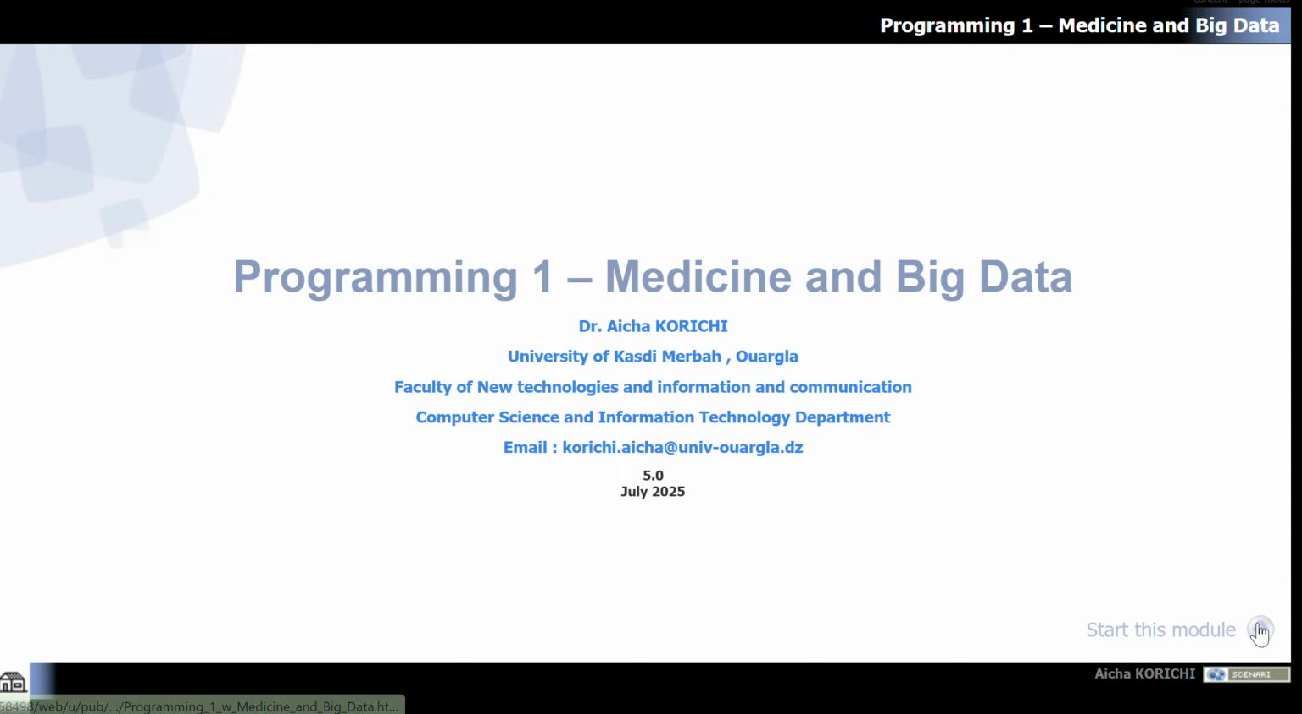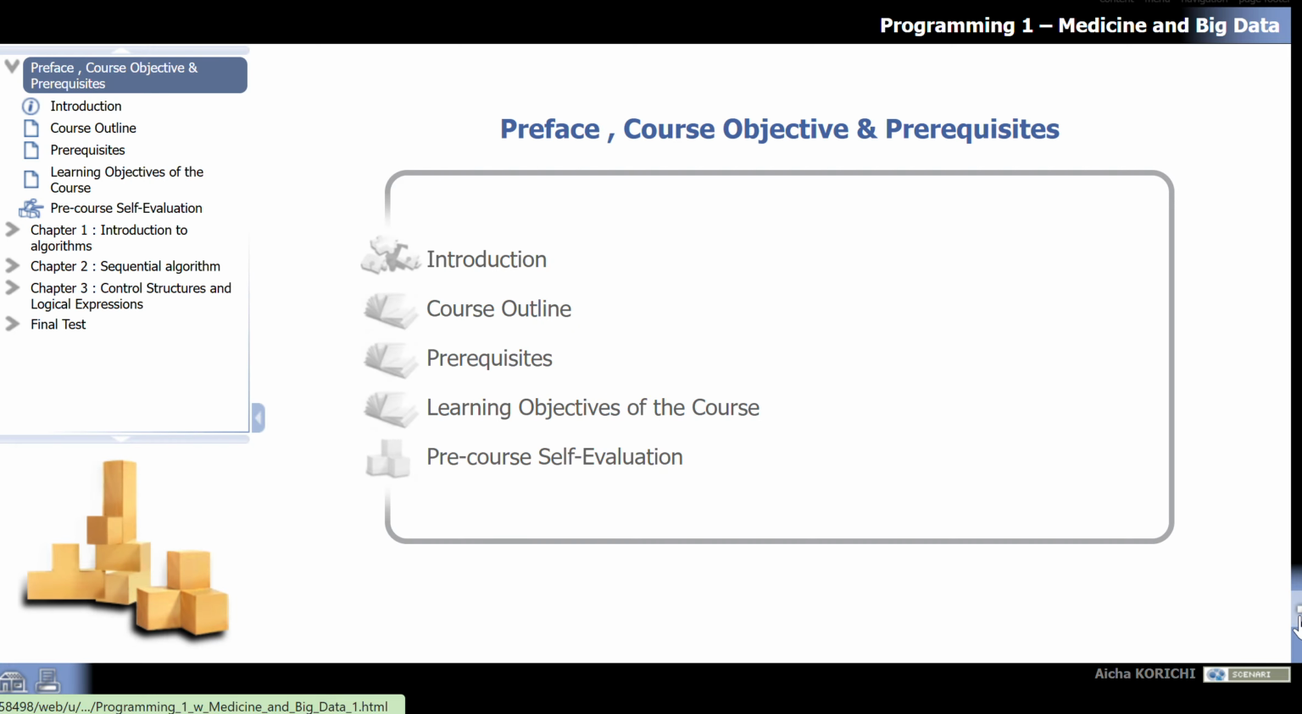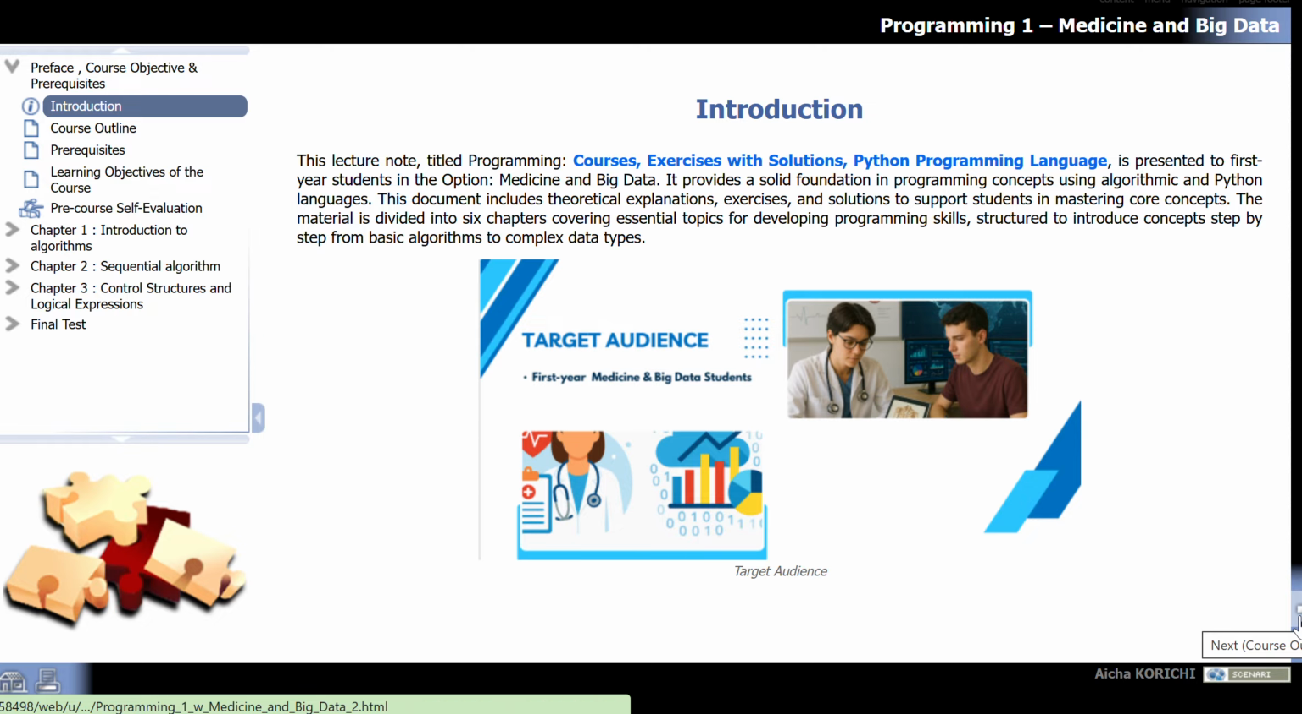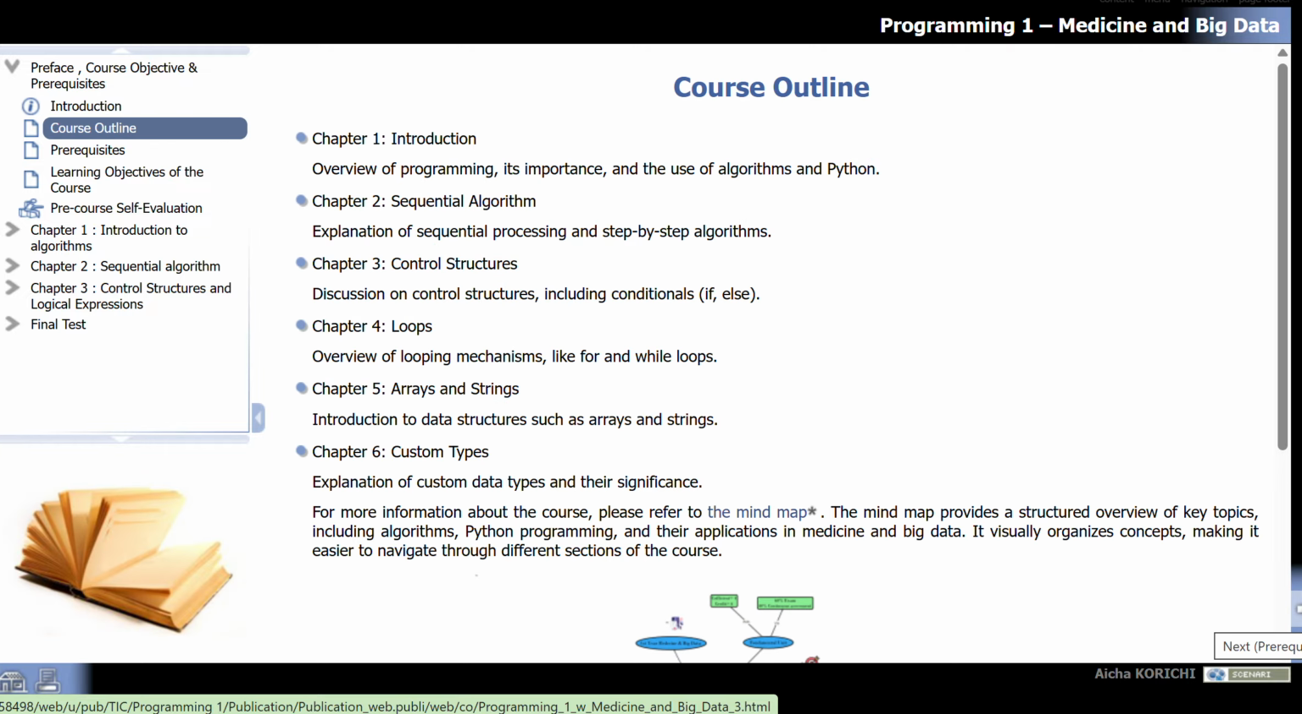Let's start our module. So the first question is, who is this course designed for? This course is specially designed for first-year students in the Medicine and Big Data program, where the course provides a solid foundation in programming concepts using algorithm and Python language. So, let's remember that the course is organized into 6 practical chapters.